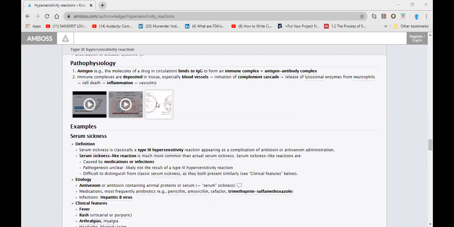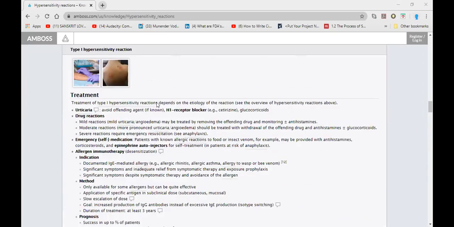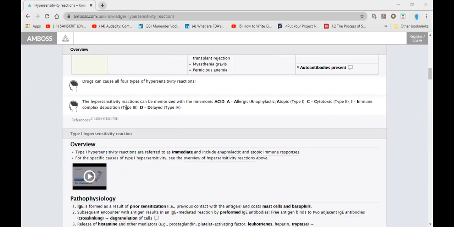We are going now to type 1 hypersensitivity. This is the link I will provide. You can go and read it for further understanding also. Type 1 hypersensitivity.